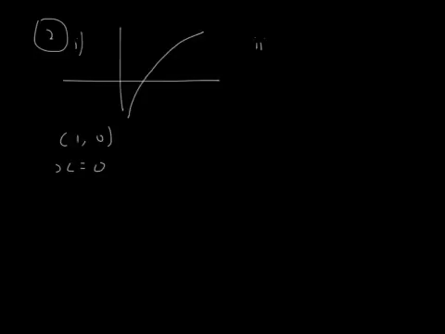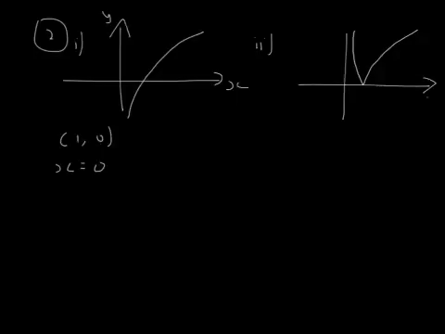Now part 2 is just the mod of that. So it's the same graph up until there, but then it reflects in the x-axis. I should have put in x and y. Not that you get any marks for this, but it's good math to do so. So again it's 1, 0, and again it's x equals 0.